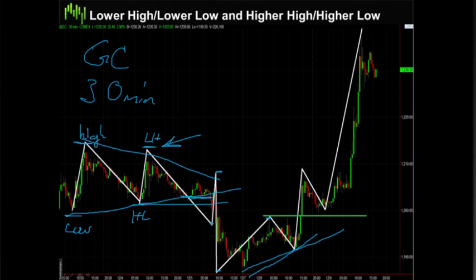Well, instead, it bounces back up and breaks the previous pivot high. So now we have a higher low, plus, as of breaking this point over here, we have a higher high. So what's that mean? Uptrend. Higher high, higher low, higher high, and trend continues on up. All right? Makes sense.